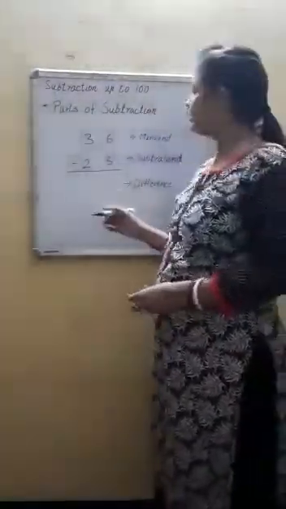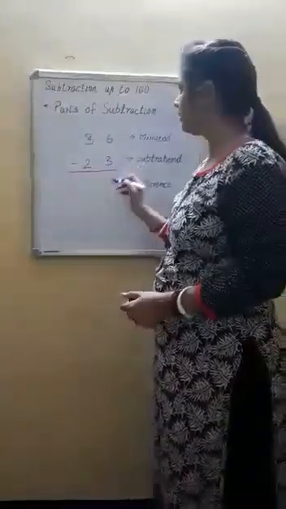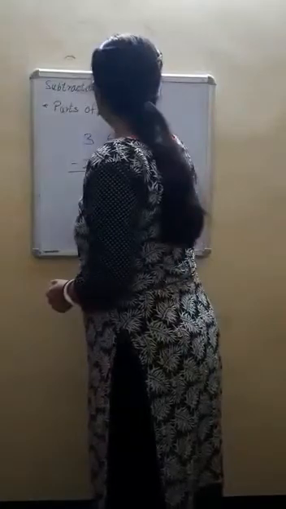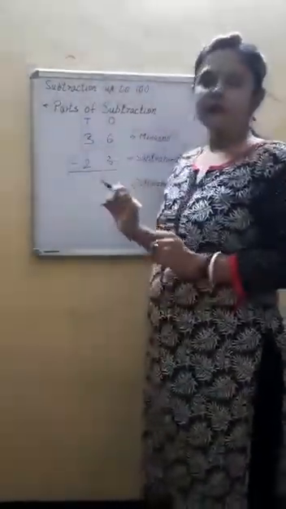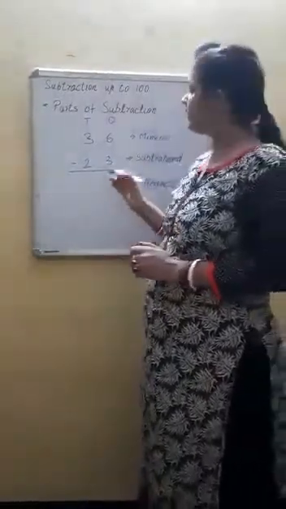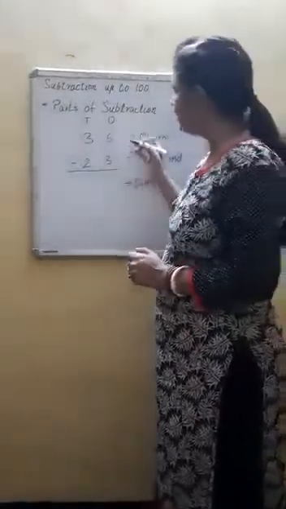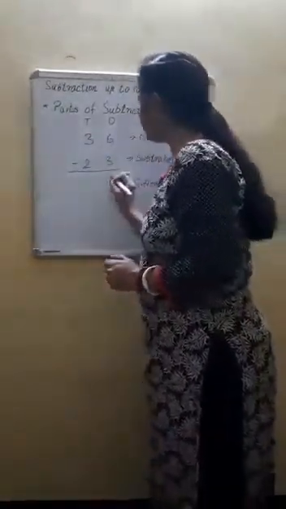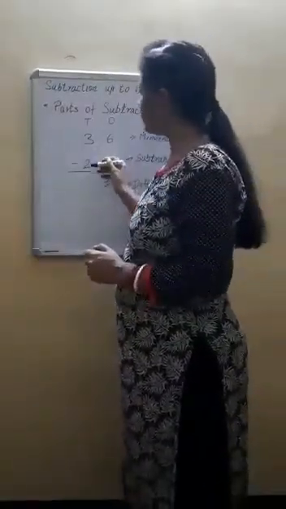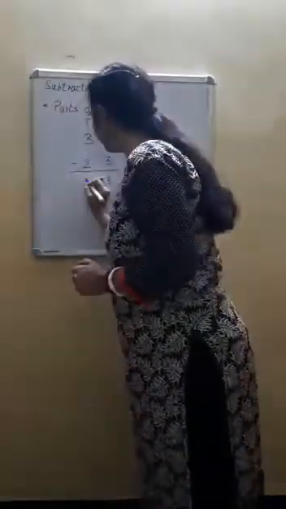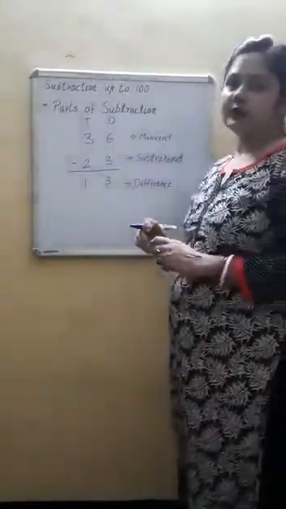Here I have taken one example. Subtract 23 from 36. So, we always know when we start subtraction, we start it from the right hand side, that is from the ones place. So, subtracting 3 from 6, 3, and subtracting 2 from 3 is 1. Now let's see the different parts of subtraction.